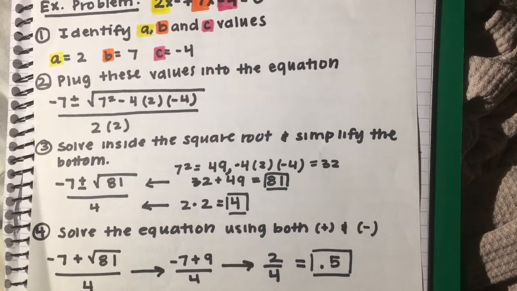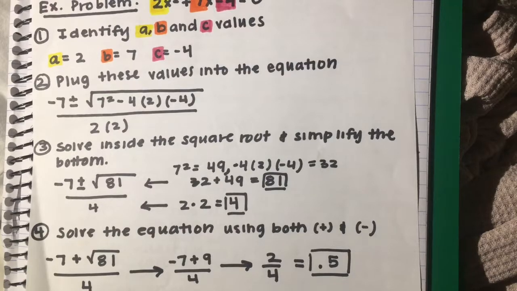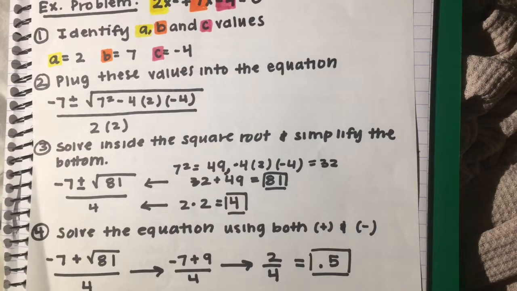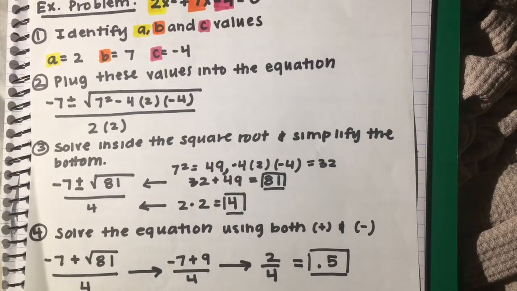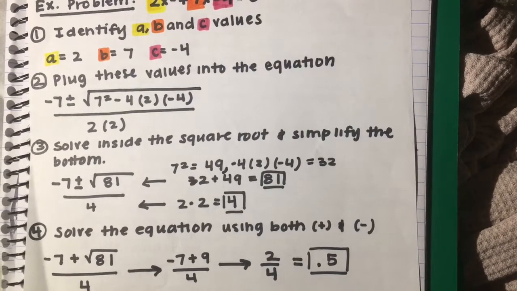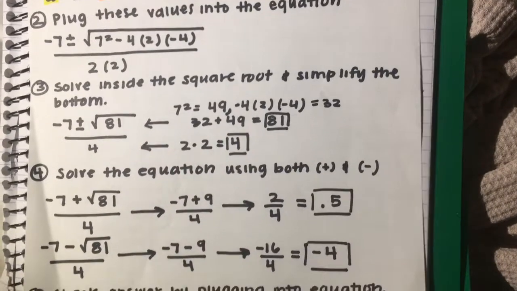Next, solve the values inside the square root and simplify the bottom. For the top, 7 squared equals 49, and negative 4 times 2 times negative 4 is 32. Add those two together and you get 81 inside the square root. Multiply 2 times 2 on the bottom. Your equation is now negative 7 plus or minus the square root of 81 divided by 4.